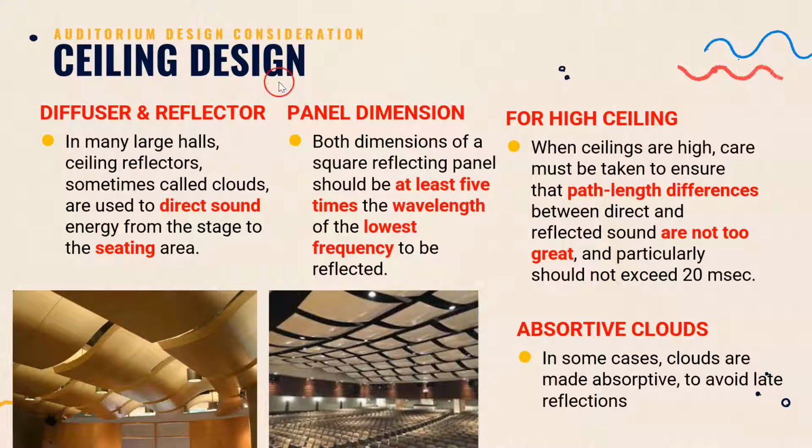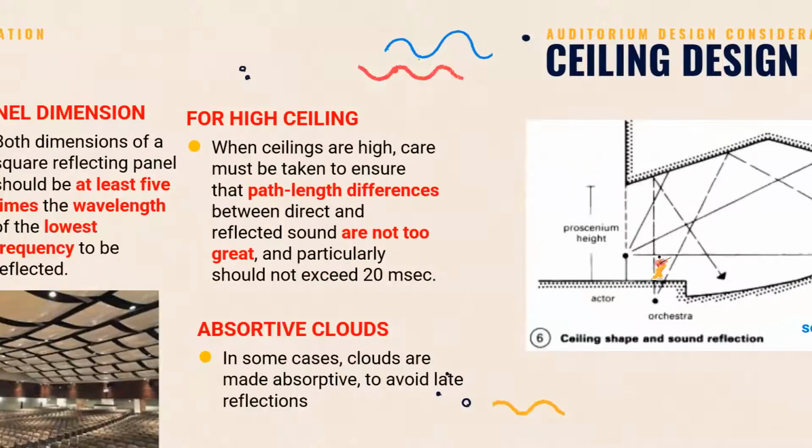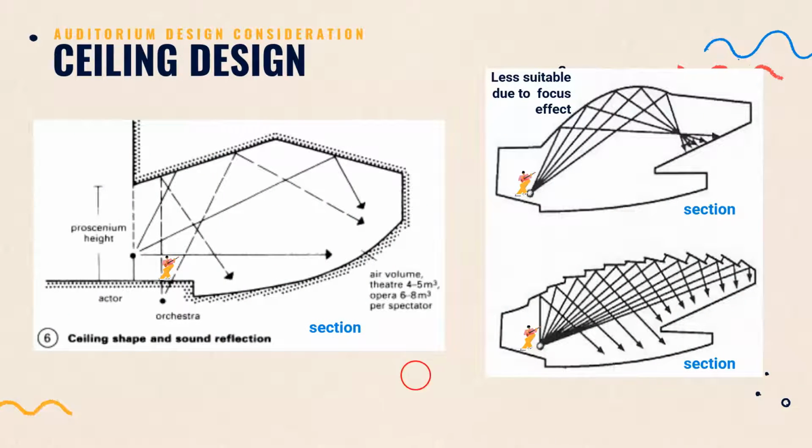Now for ceiling design, there's diffuser and reflector. In many large halls, ceiling reflector, also called cloud, are used to direct sound energy from the stage to the seating area. In some cases, the cloud also acts as absorber to avoid late reflection. So here are a few ceiling design and how reflection happens.